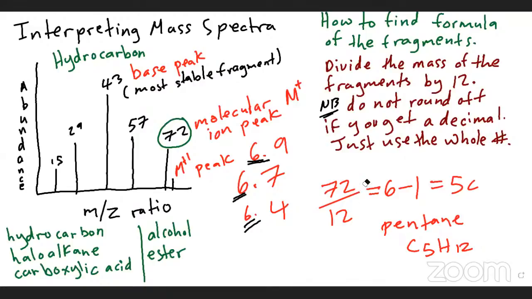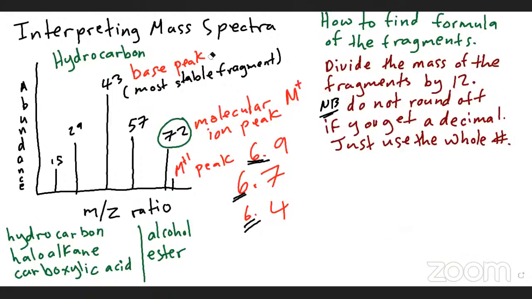All right, so if you remember, with the molecular ion, we would divide by 12. Whatever answer we get, we subtract one from it. With the fragment, it's different. Just a little different. So let's work 57. So it would be 57 divided by 12. The answer is 4.8.